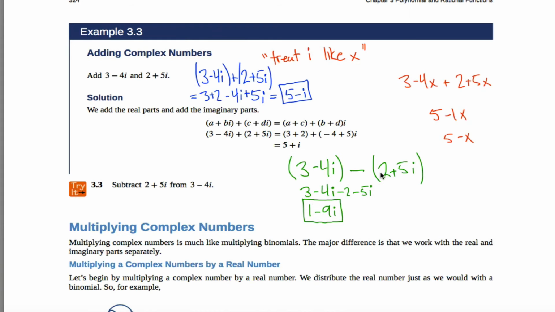I just think it's a lot easier if you think about it more in terms of the notation we use. Take the negative and distribute it through to get rid of the parentheses. Then combine like terms. Then you're done.